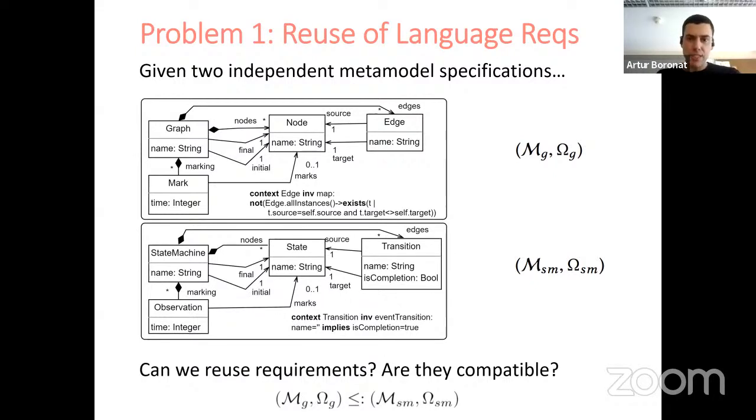The metamodel specifications on the slide define modeling languages for abstract graphs and deterministic state machines, respectively. The top metamodel specification characterizes the graph of a function defined over nodes, and the OCL constraint defines the graph corresponding to a function, to a map. The metamodel at the bottom characterizes the state machines where transitions can be triggered by an event, and this event is indicated in the name of the attribute of the transition. Or these transitions can be triggerless as well, and in that case, they are completion transitions. And the specification of completion transitions is indicated with the OCL constraint.